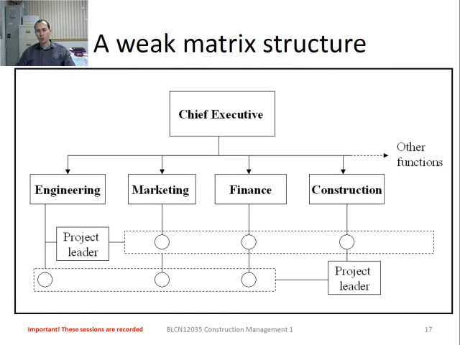If we look at a weak matrix structure, this is an example of one, where the project leader actually falls underneath a major function. We'll see that the project leader's authority is diluted due to the fact that he falls underneath the engineering manager over there. So effectively he loses that authority to call on the resources. He steps down one level on the ladder.